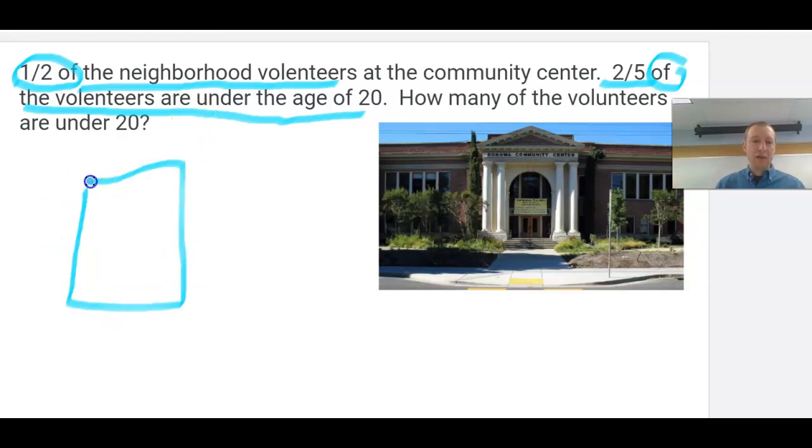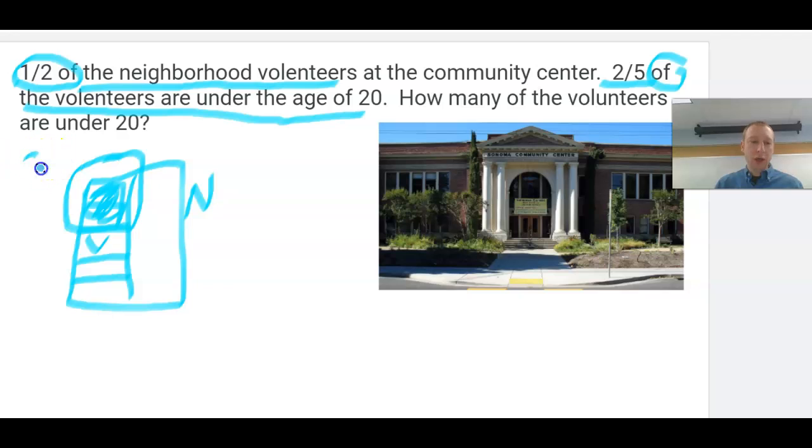If this is all the volunteers, V for volunteers, well, half of the, actually that's not a V, that should be an N for neighborhood, right? So this represents the entire neighborhood, the whole town. Well, half of the neighborhood volunteers, 2/5 of the volunteers, so part of this. If we split this into fifths, 1, 2, 3, 4, 5, so there's 1/5, 2/5, 3/5, 4/5, 5/5. So right here, 2/5 of the volunteers are under 20. How many volunteers are under 20?